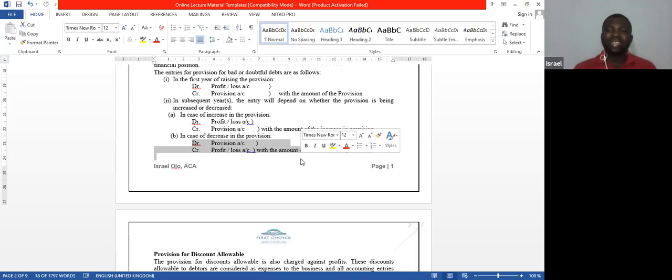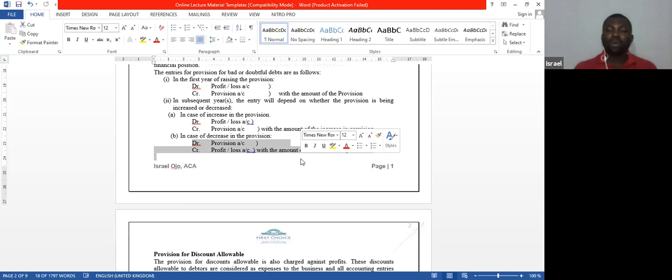Then if it increases, it means that you need to add to it. You know, the initial one is we credit the provision account. So if we are increasing it, then it means that we need to credit the same account so that the figure can increase. So that is why, whenever the provision increases, you debit your profit or loss and you credit your provision account. These are the two items that we have here.